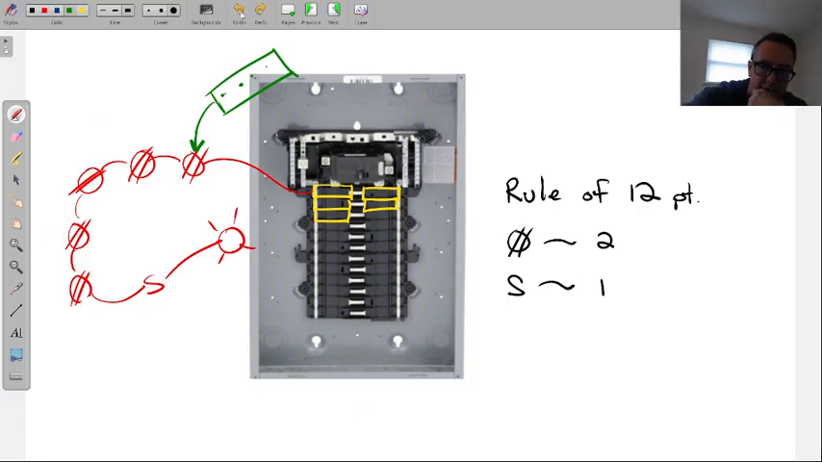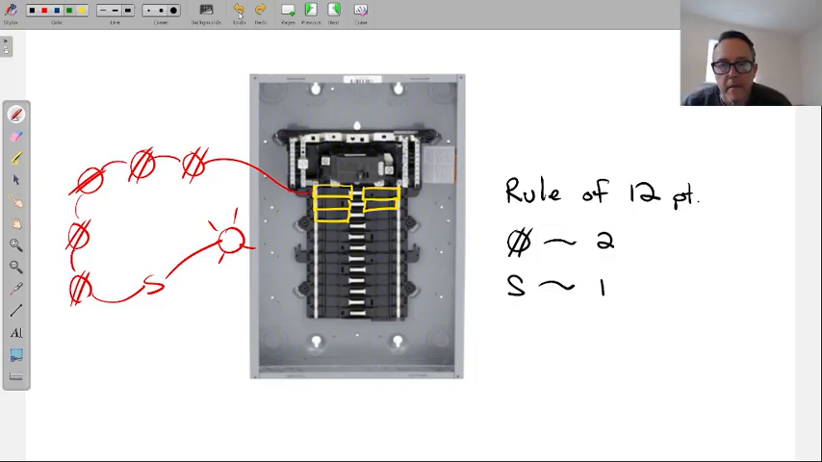Now again, in residential, you are given 3 VA per square foot. Why 3 VA per square foot? Why not any other number? Well, because you are giving the house a lot of wattage, believe it or not, per square footage.